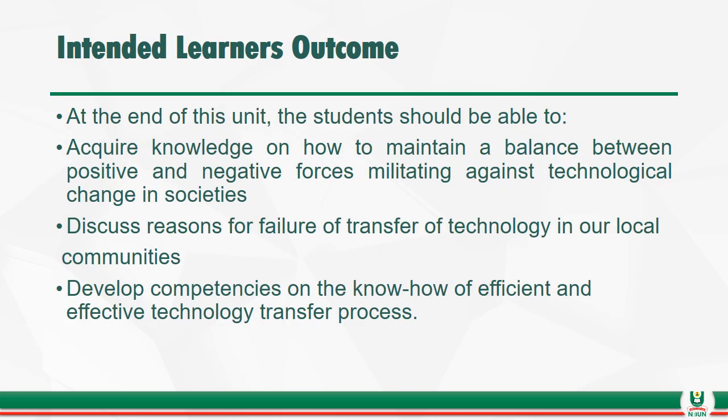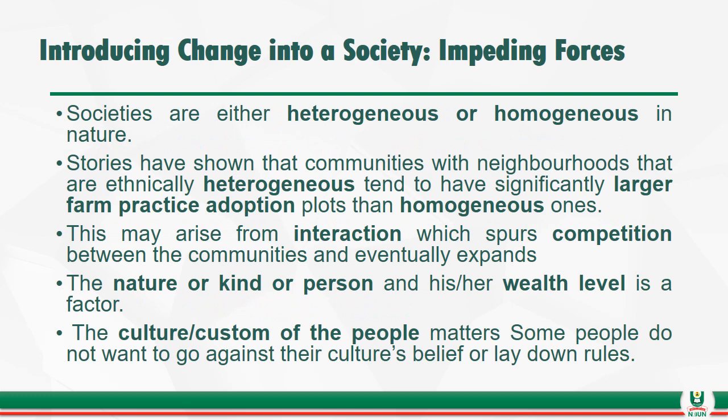The intended learner's outcome. At the end of this unit, the students should be able to acquire knowledge on how to maintain a balance between positive and negative forces militating against technological change in societies, discuss reasons for failure of transfer of technology in our local communities or societies, and develop competencies on how to efficiently and effectively introduce technology, introducing change into a society.